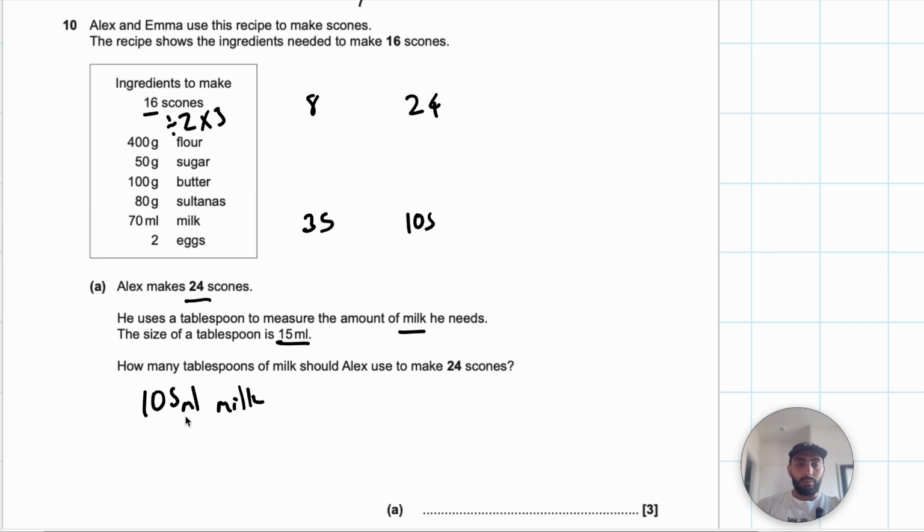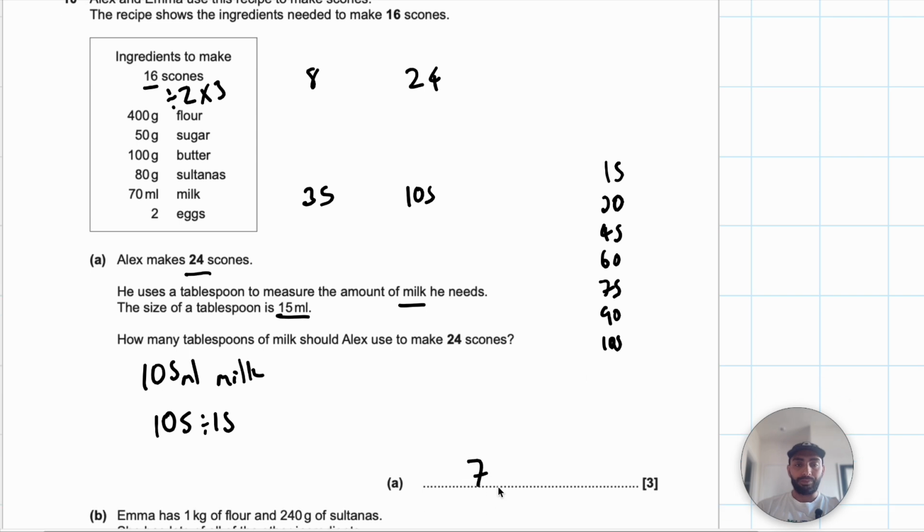We need to measure the milk in tablespoons, and each tablespoon is worth 15 milliliters. So we're doing 105 divided by 15. You could just write out your 15 times table: 15, 30, 45, 60, 75, 90, and 105. So that's 1, 2, 3, 4, 5, 6, and 7.